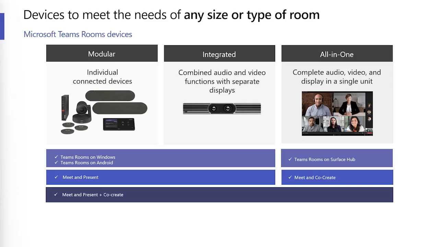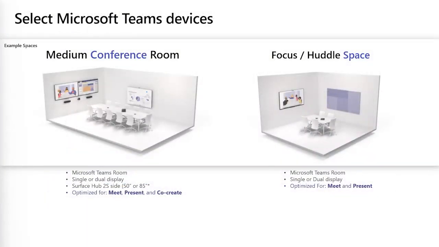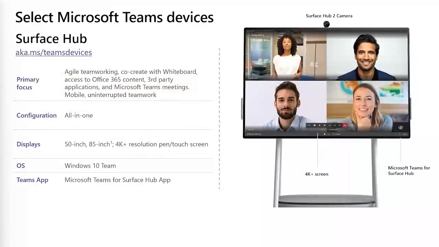Microsoft Teams Rooms offers a variety of form factors to ensure we can meet the needs of every kind of meeting and space. We're looking now at a medium conference room option. Maybe you're going to have a Surface Hub there, and then also a focus, a huddle space. Single display, dual display, both supported. Here's the Surface Hub. Again, all in one configuration.